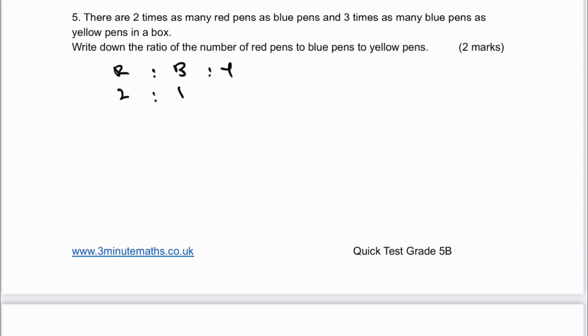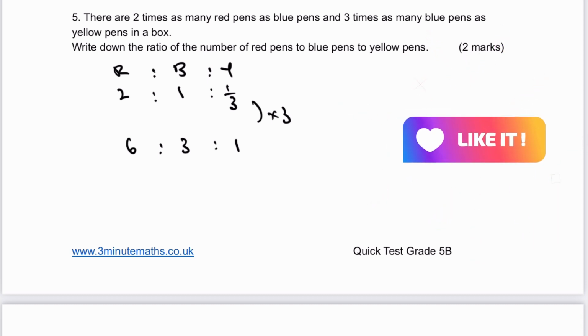Then it says that there are 3 times as many blue pens as yellow pens. Okay, so what I'm going to do is say, well, in that case, there must be a 3rd yellow pens. And obviously that's not great for a ratio. We need to make them as whole numbers. So what I'm going to do is multiply through by 3 all of the different ratios. That's going to give me 1 yellow, 3 blue, and 6 red, which would be the answer to that particular question. Okay, hopefully that's all right for you.